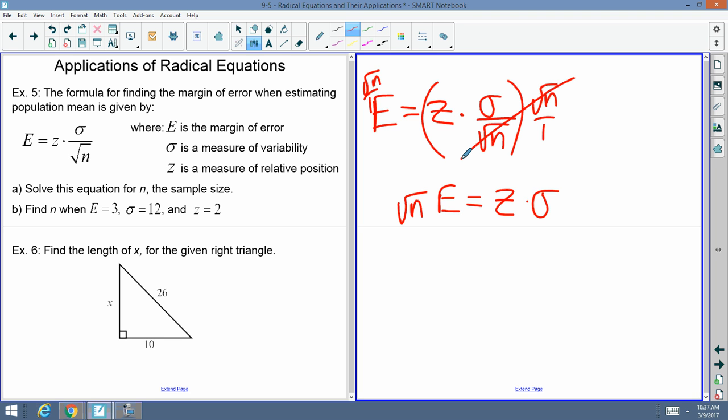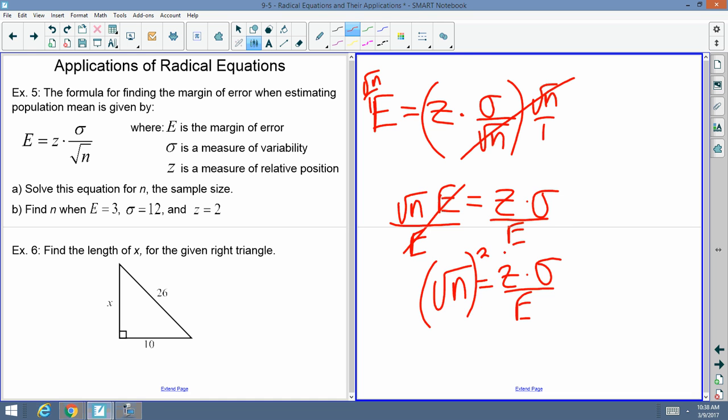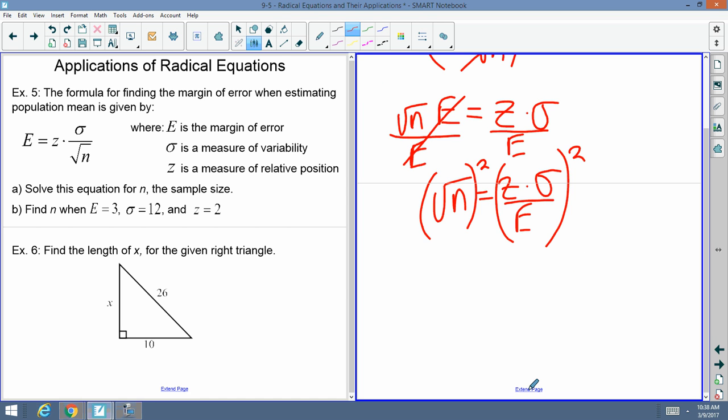Now, to continue getting n alone, what do you think I would do? Very good. Thank you, my brother. We're going to divide by the margin of error here. Now I have the square root of n equals z times sigma over E. And last but not least, gentlemen, how do I solve for n? Thank you, square both sides, because you get rid of a square root by squaring both sides. So n will equal z times sigma over E, squared. And that's A.